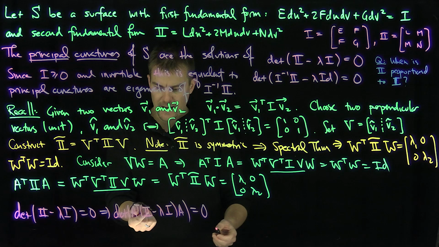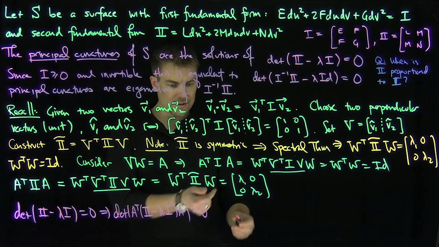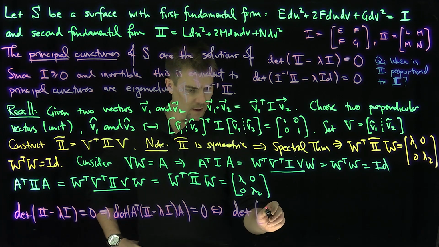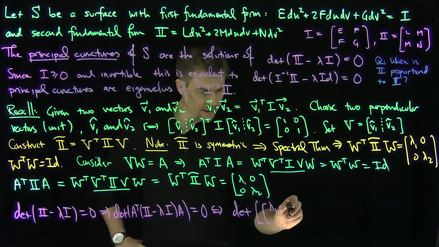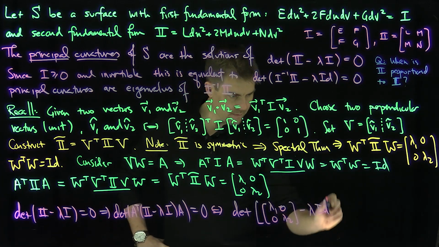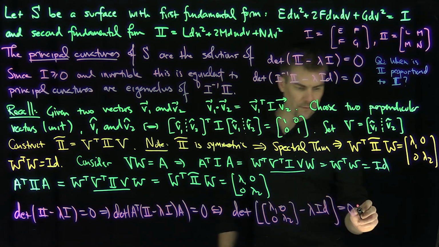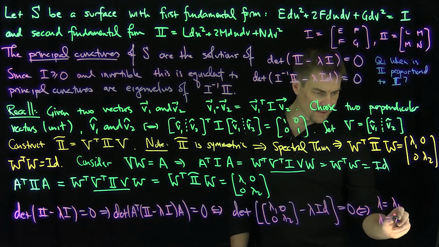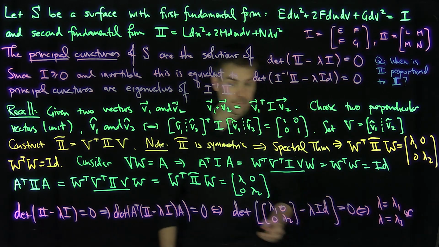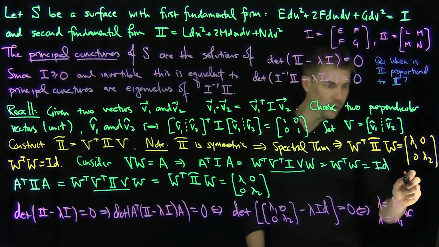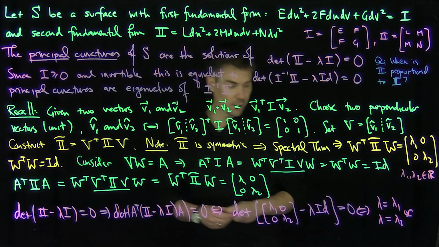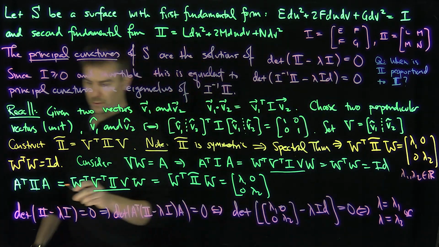And now, of course, what is A transpose 2A? A transpose 2A is this diagonal matrix, and this is true if and only if the determinant of lambda 1, then a 0, then a 0, then a lambda 2, minus lambda identity is equal to 0, which is equivalent to saying that lambda is equal to lambda 1 or lambda is equal to lambda 2. In particular, we know these lambda 1 and lambda 2 are real, right? So lambda 1 and lambda 2 are real here by the spectral theorem, right? And so that proves that the principal curvatures are real.